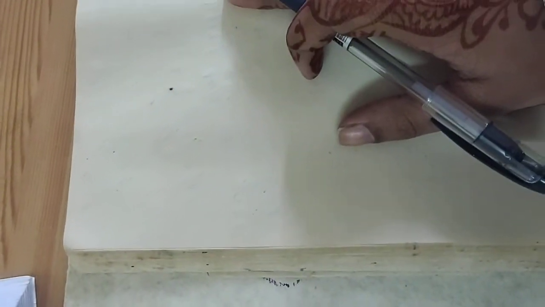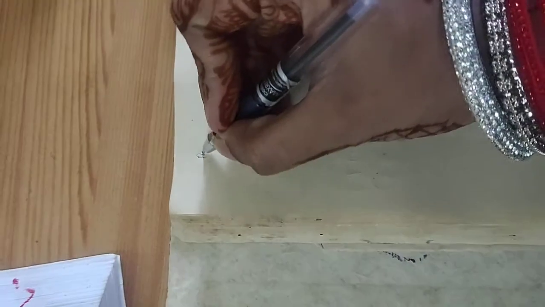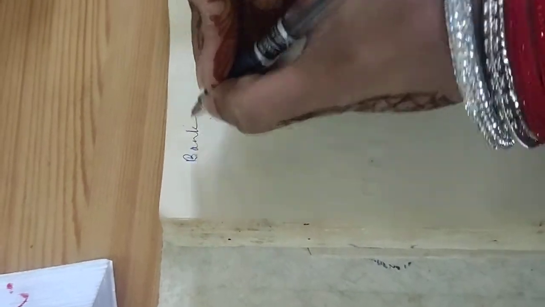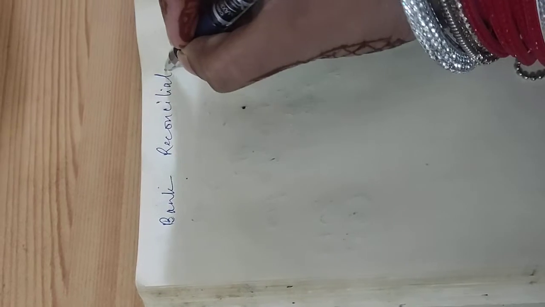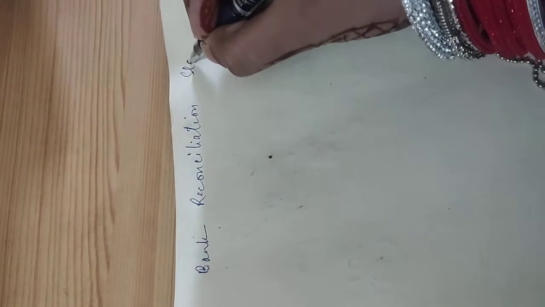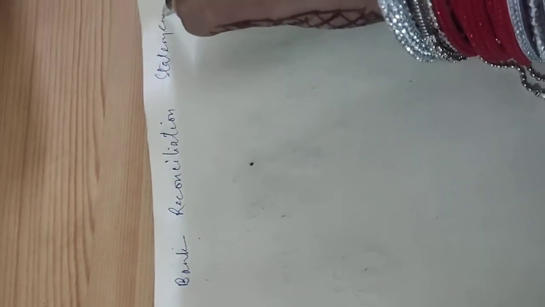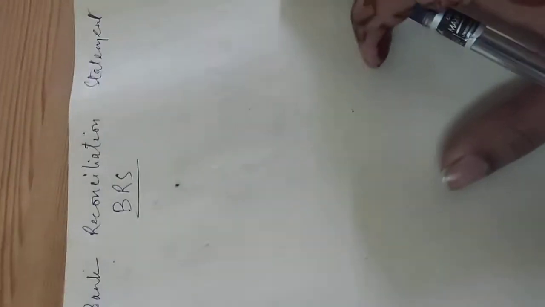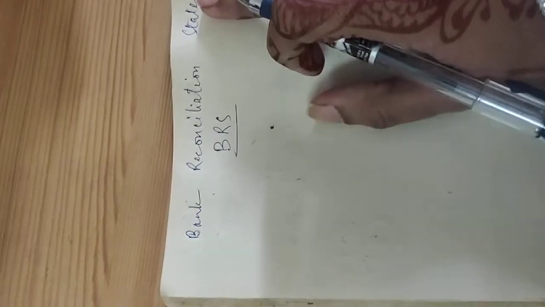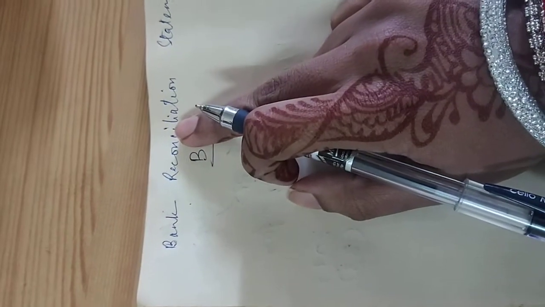This video is for class 11th, where we are going to start with the chapter Bank Reconciliation Statement. Now, what is a bank reconciliation statement? Short form we can write BRS. It is a statement which is helping us to reconcile.